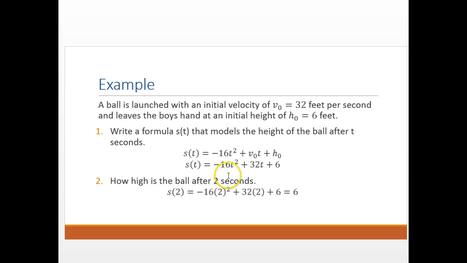How high is the ball after 2 seconds? Well, s of 2 is -16 times 2 squared plus 32 times 2 plus 6. So it's simply 6 feet high. So after 2 seconds, it's back at the same height from which he launched it.